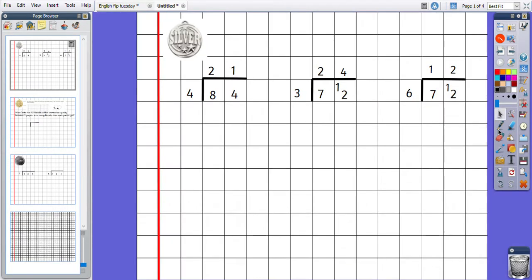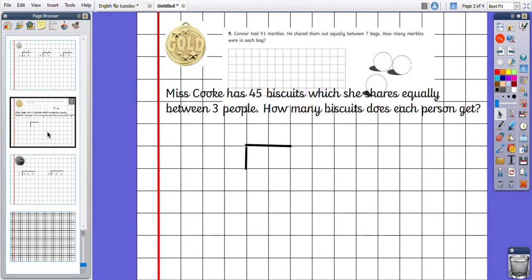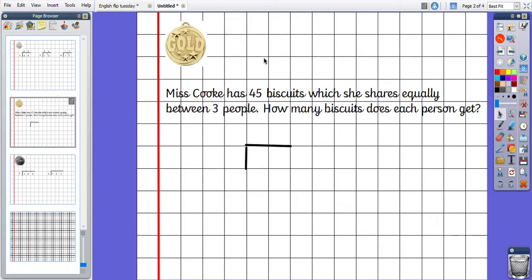Okay, so that is your silver task today. You will have some carrying over to make, but you will not have any remainders for your calculations. For gold, you are applying this understanding to reasoning and problem solving. So you need to pick out the information to draw your bus stop method.